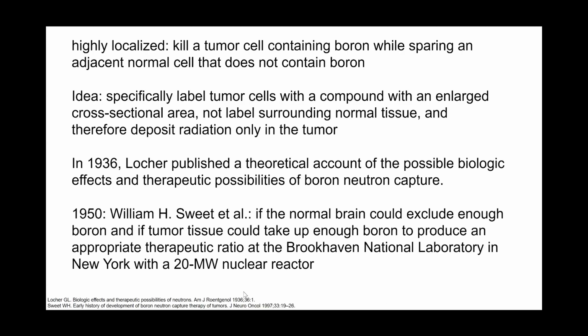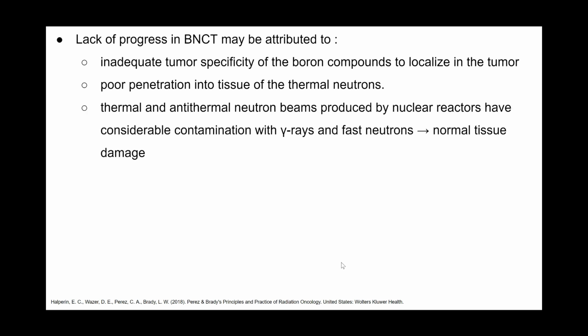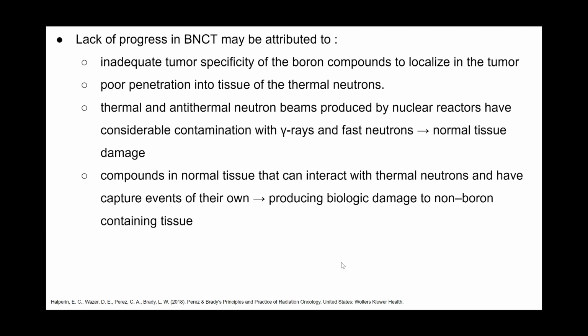They had started working with a 20 megawatt nuclear reactor. That was the major issue. First was the inadequate tumor specificity of boron compounds to localize in the tumor. There would be poor penetration of the tissue by the thermal neutrons. The beams are difficult to produce, and there is a lot of contamination with gamma rays and fast neutrons that can lead to normal tissue damage.